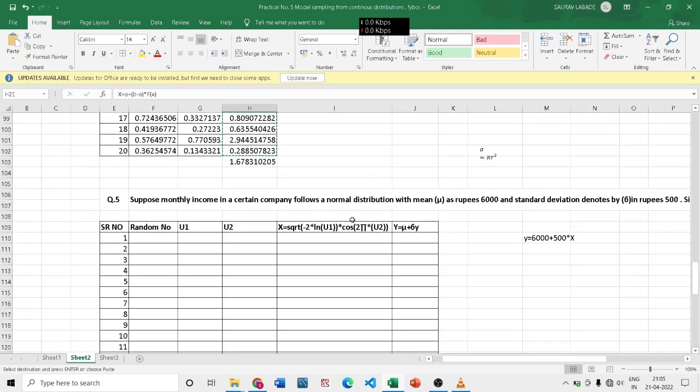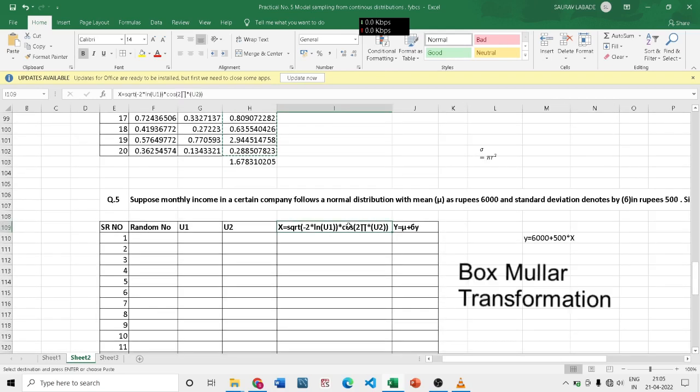Here we are using one method that is called the Box-Muller transformation. In this method, we first generate the random numbers, and after getting these two fixed random numbers, we calculate the value of x, and from that we find the value of y. So this is the method for that. Let us go with the process now.